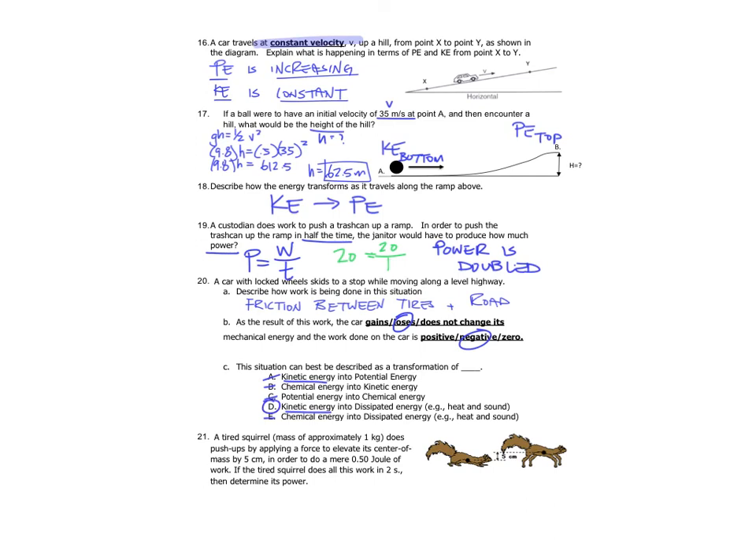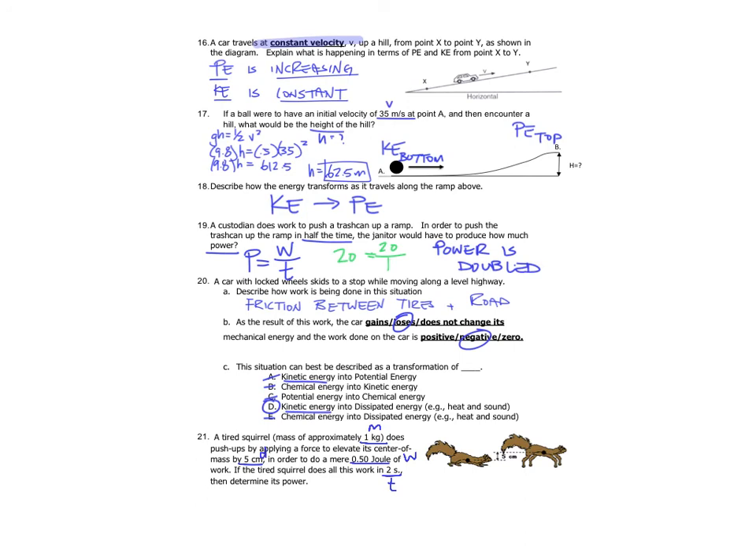And the last one here, a tired squirrel with a mass of 1 kilogram does push-ups by applying a force to elevate its center of mass by 5 centimeters. So this is distance or height. In order to do a mere 0.5 joules of work, so this is W. If the tired squirrel does all his work in 2 seconds time, then determine its power.